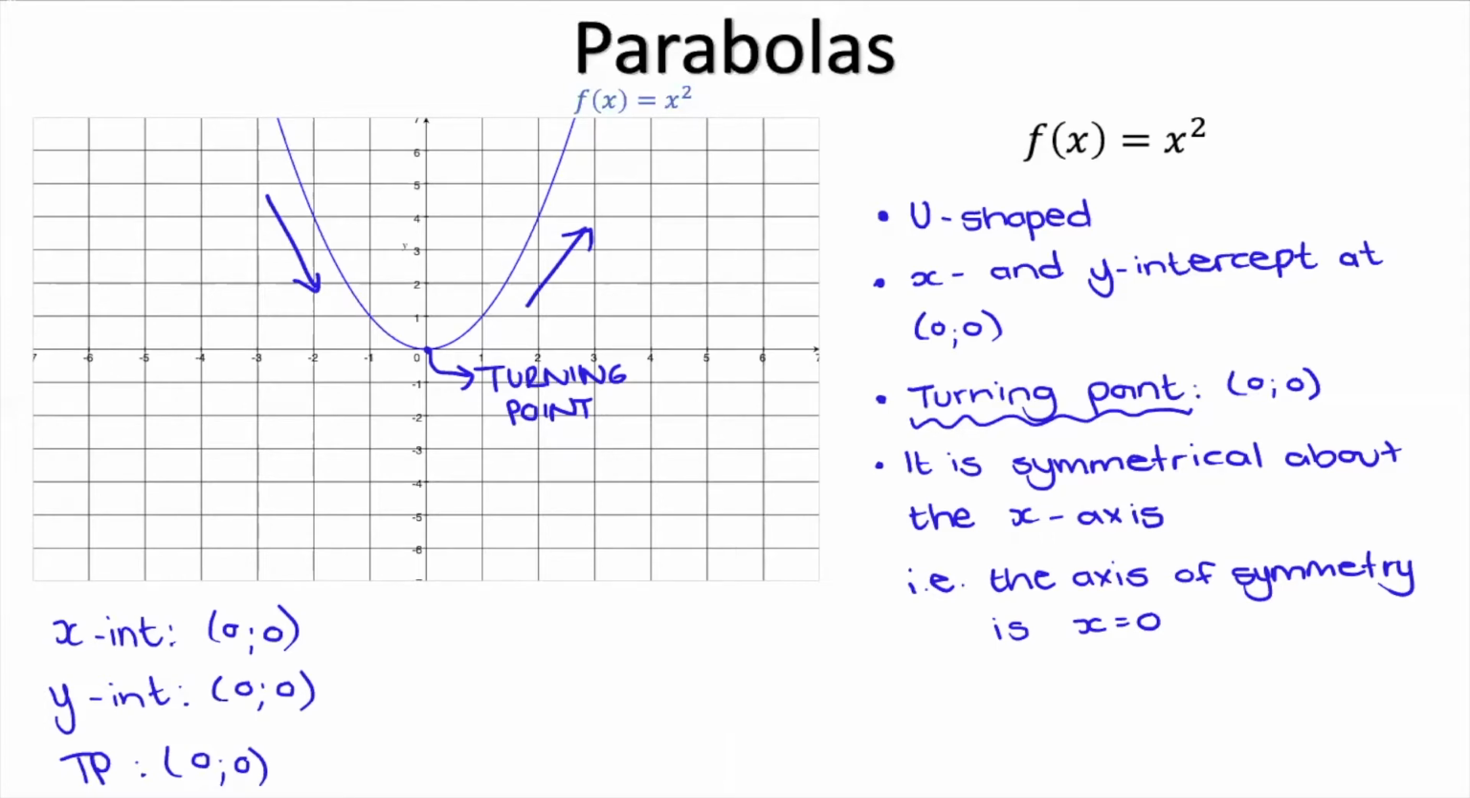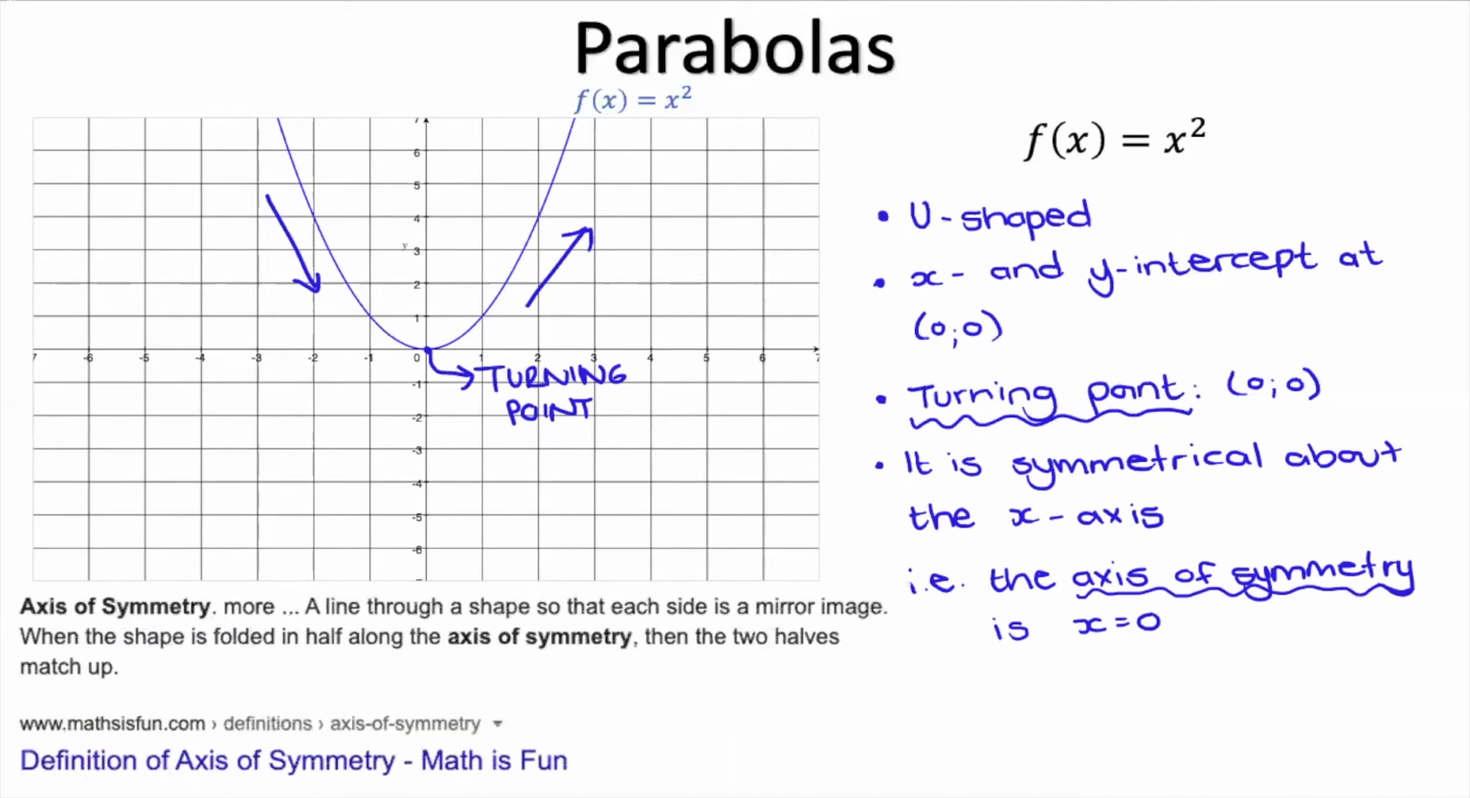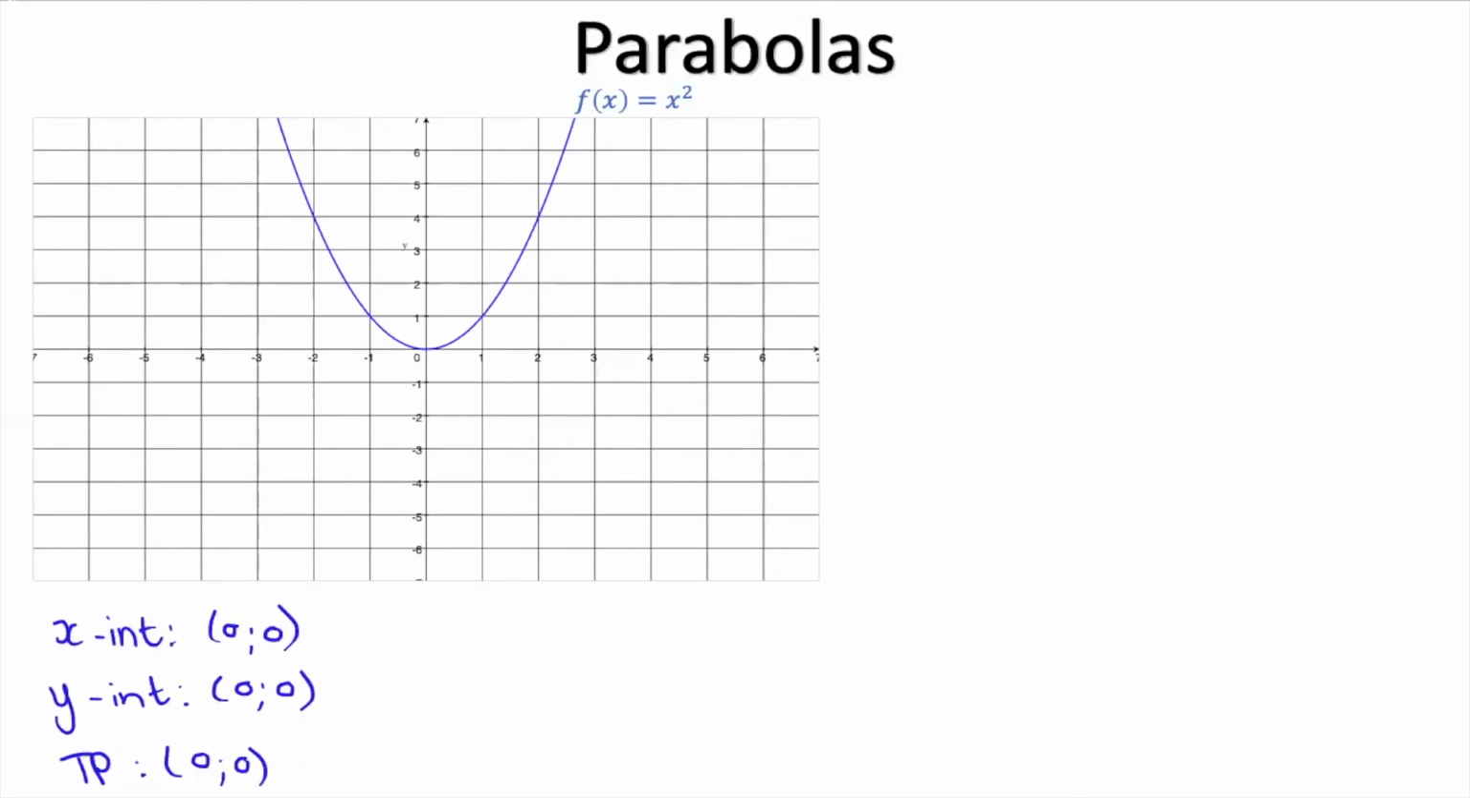Let's see what the internet has to say about the definition of the axis of symmetry, which is also a very important concept in functions. Here we see that it's a line through a shape so that each side is a mirror image. When the shape is folded in half along the axis of symmetry, then the two halves match up. So that was x squared specifically.